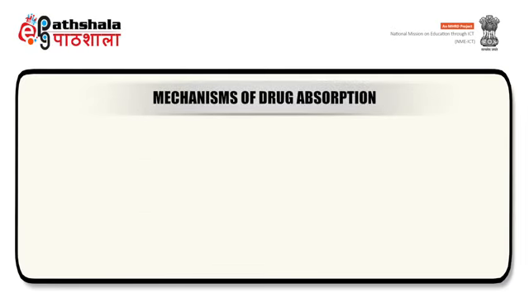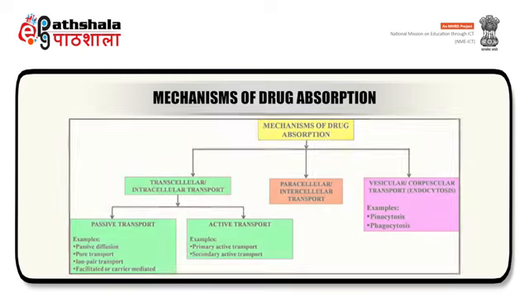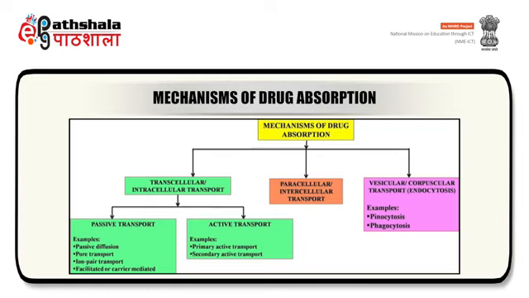Students, now we will discuss the mechanism of drug absorption, meaning how a drug penetrates the cell membrane or how a drug reaches the blood circulation. We have already discussed that a drug administered by the oral route must pass through a number of membranes in order to be absorbed into the systemic circulation. Now, we will discuss the classification of mechanisms of drug absorption, shown in the figure.